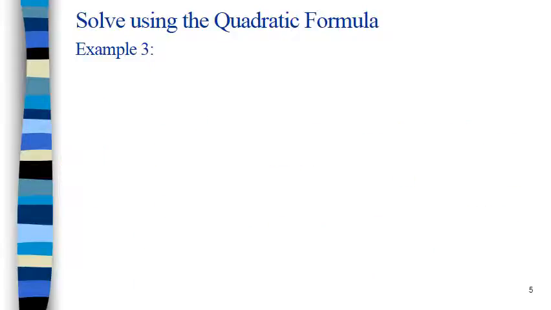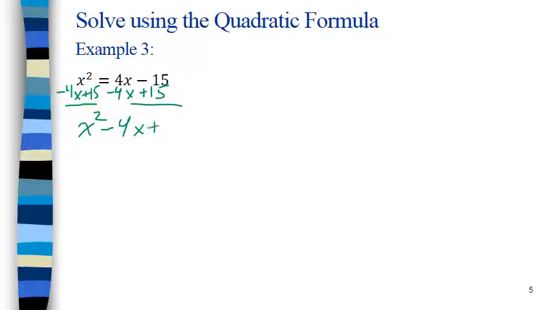All right, let's try one more. Still not in standard form. All right, let's go ahead and put that in standard form. So inverse operations, subtract by 4x on both sides, add by 15 on both sides. I'm going to do this all in one step. All right, so now we have x squared. Remember, keep it in standard form. Minus 4x plus 15. And 0 is left on the right-hand side. Fantastic. All right, so a equals 1, b is negative 4, and c is 15. All right, let's do this.